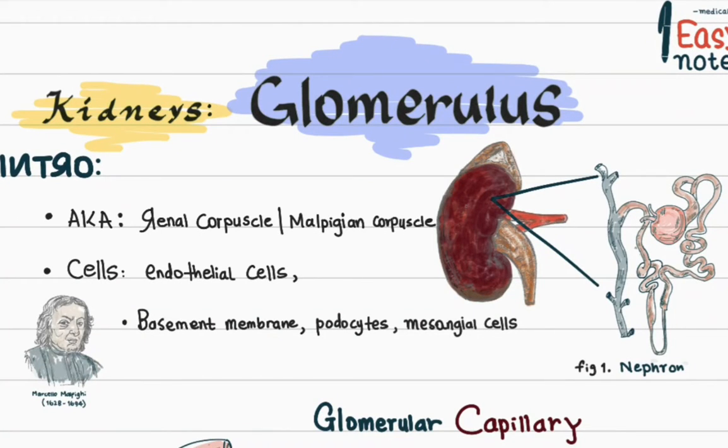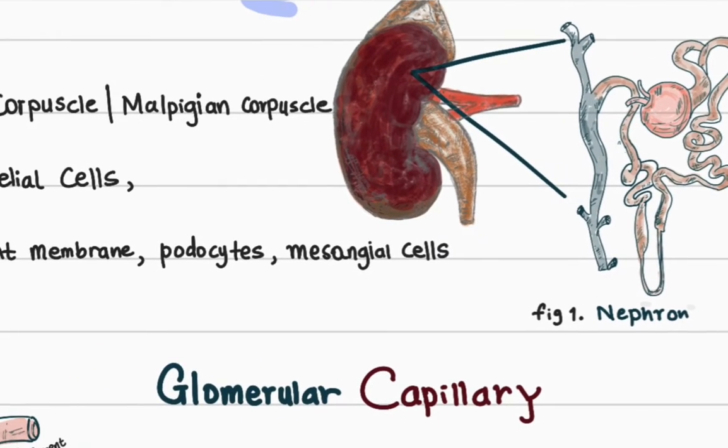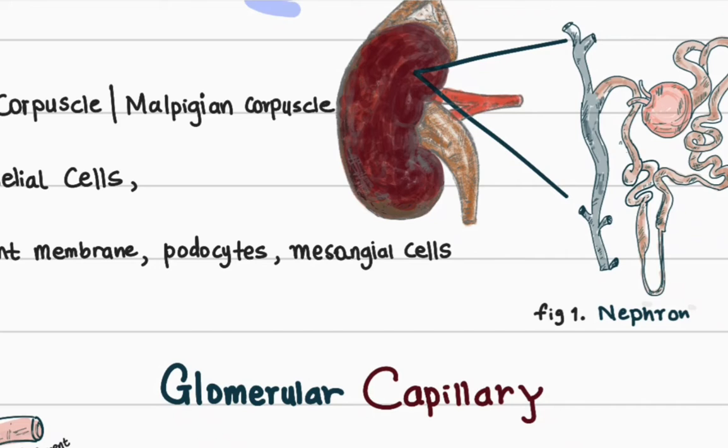Hello everyone. Today we're going to be looking at the basic histology of the glomerulus. The kidneys are one of the most important vital structures in the human body. They are composed of millions of individual structural and functional units called nephrons. Each nephron is composed of two structures, the glomerulus and the tubules.